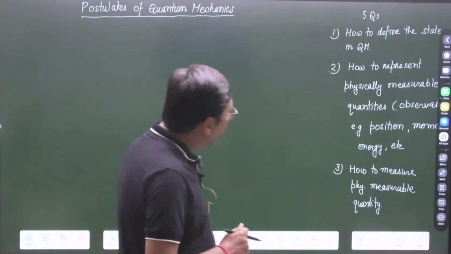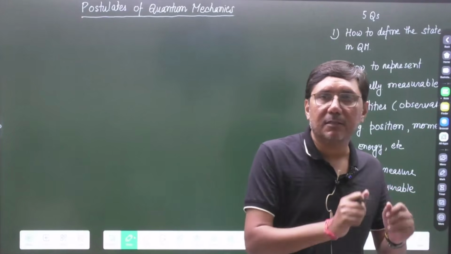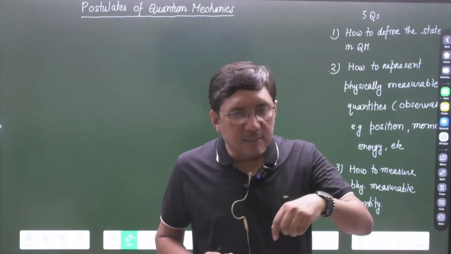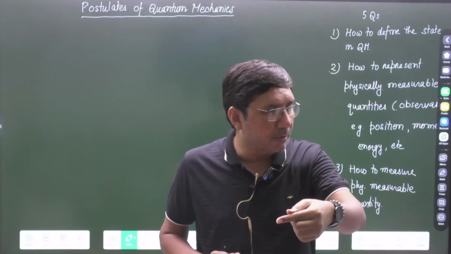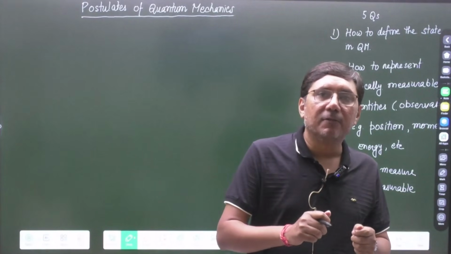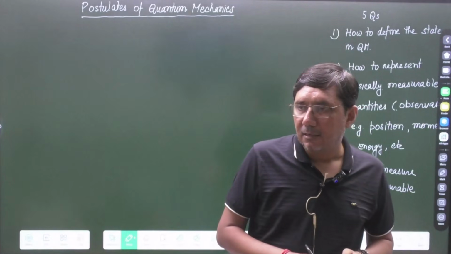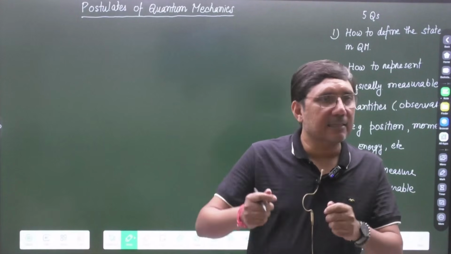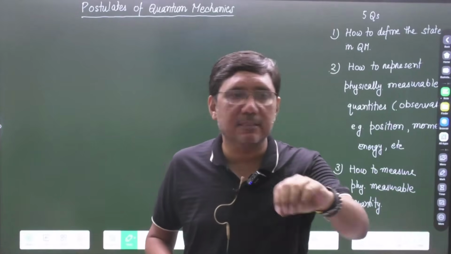Next, when you are measuring a physically measurable quantity while the system is in a particular state, you are doing this repeatedly. I am measuring momentum. After some time, I am again measuring momentum, and again I am doing this process. Will I get the same answer every time? If you are getting the same answer every time, then there will be no problem. You will say, okay, when the system is in this state, this is the value of momentum.